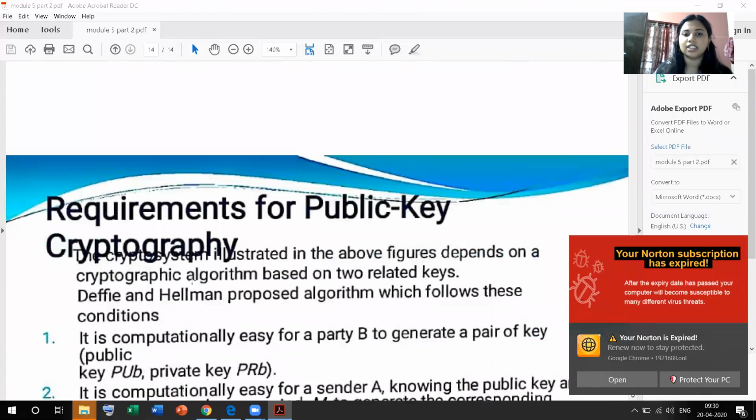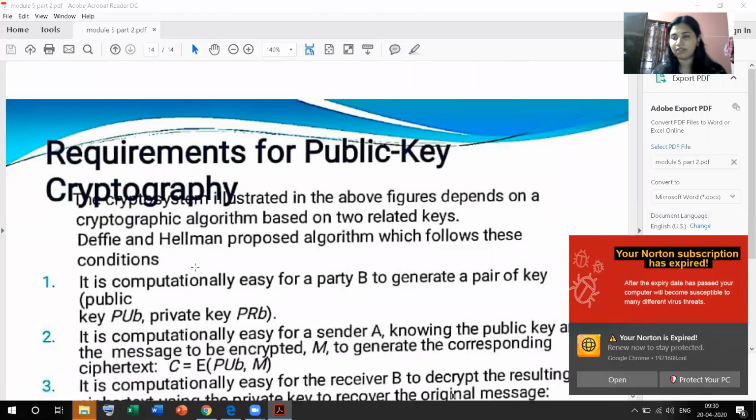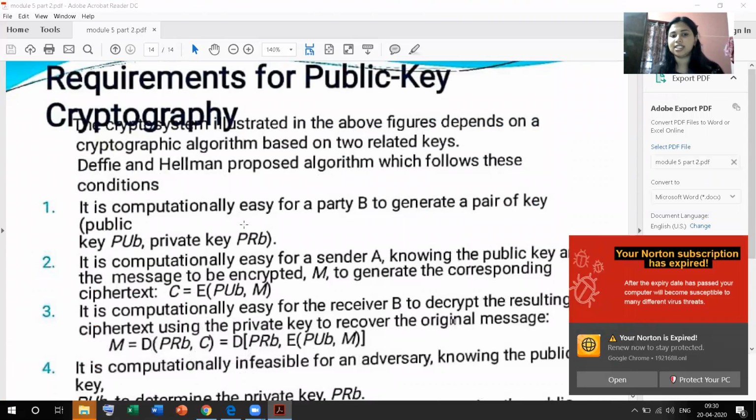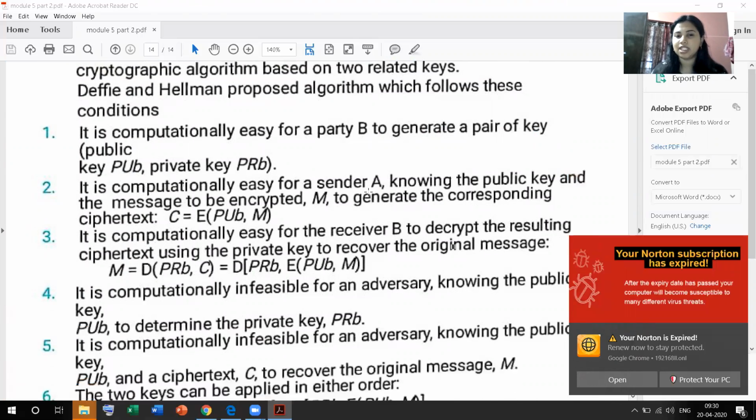What are the requirements of a public key crypto system? We need a private key and a public key. First, it is computationally easy for party B to generate a pair of keys, that is a public key PUb and a private key PRb. Second, it is computationally easy for a sender knowing the public key and the message to be encrypted to generate the corresponding ciphertext, C = E(PUb, M). By using the message and the public key, the sender can encrypt the plaintext and produce the ciphertext.